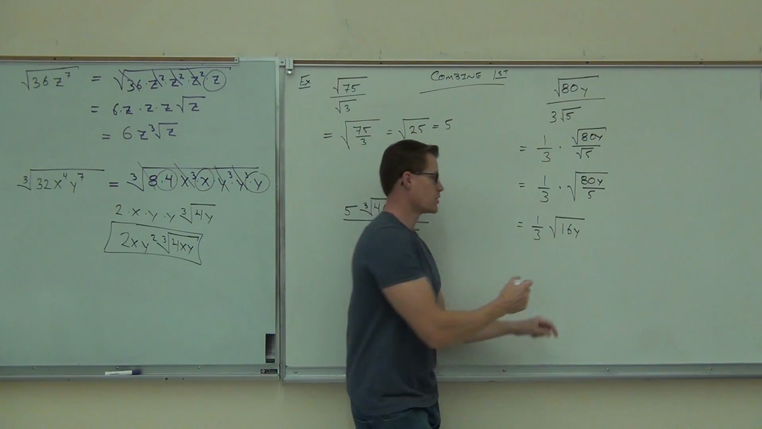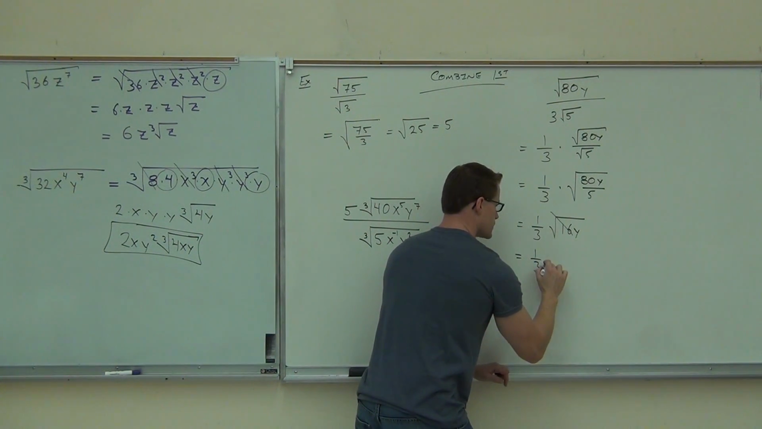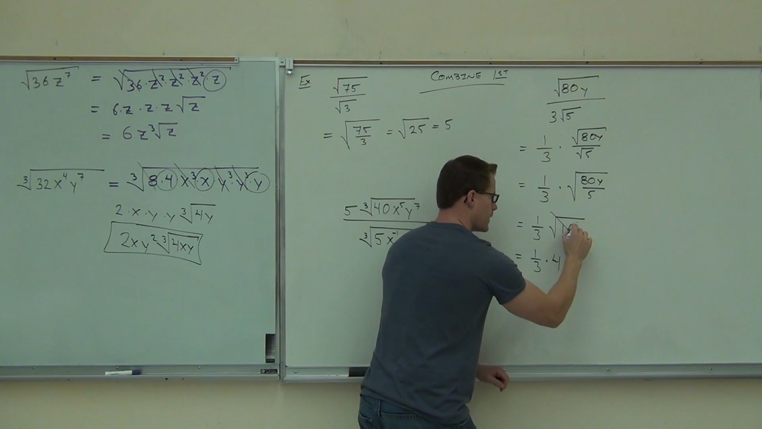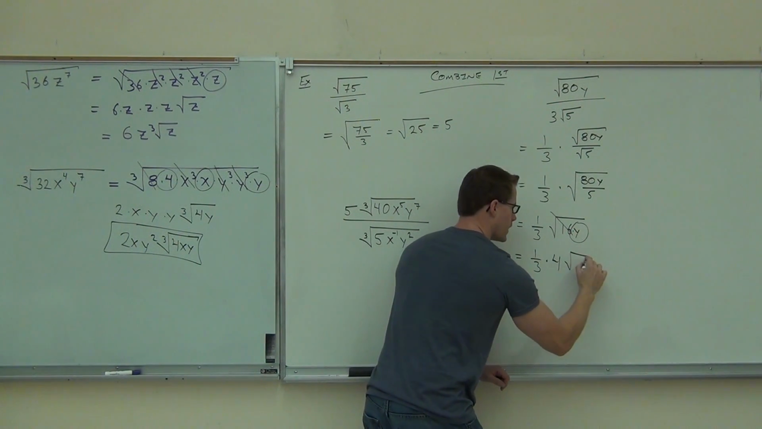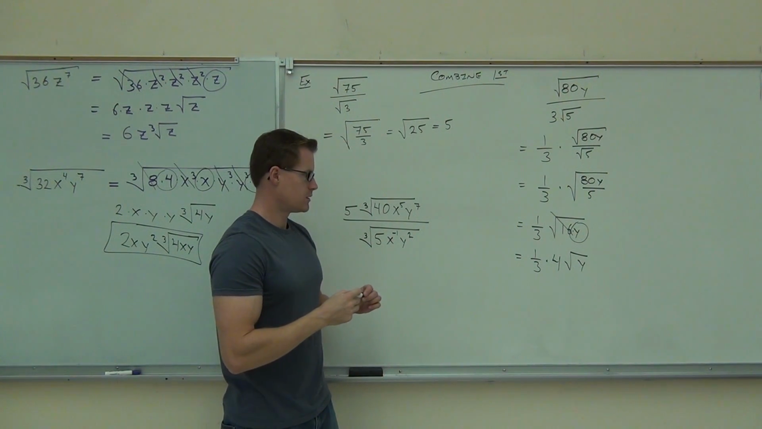So the only thing we'd be able to do is do 1/3 times the square root of 16, remember you're multiplying here, is 4. I can't simplify the square root of y. Get that.